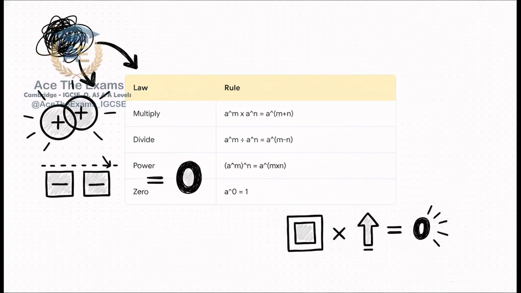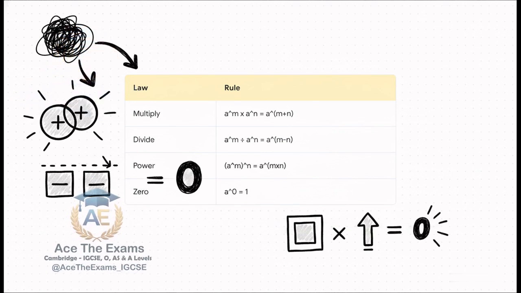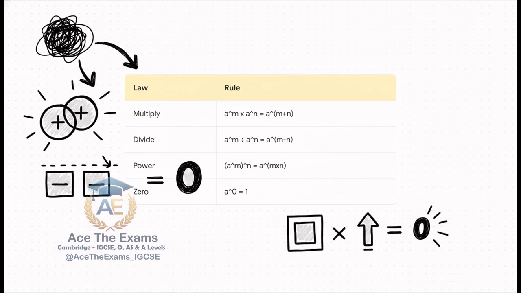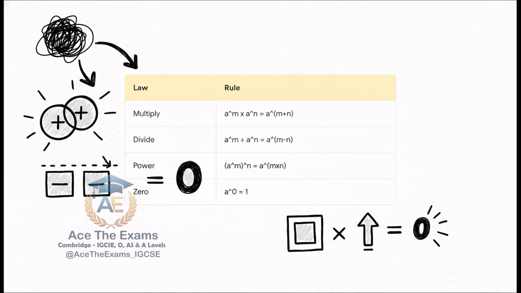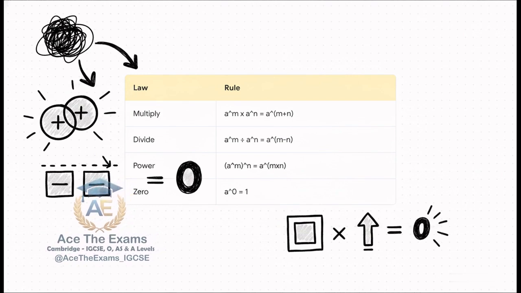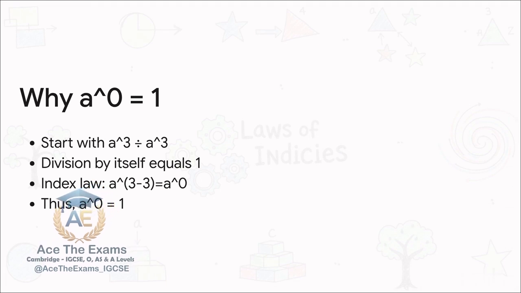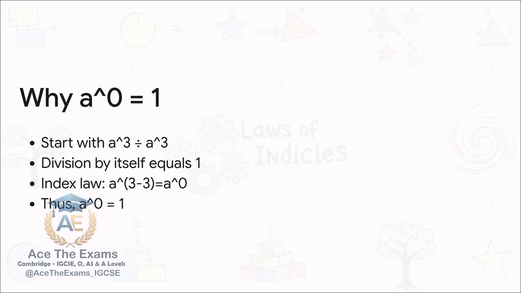Now, what if you have a power raised to another power, like a to the power of n, with all of that raised to the power of m? In that scenario, you multiply those indices together. And finally, the golden rule that examiners love to test, any base raised to the power of 0 always equals 1.